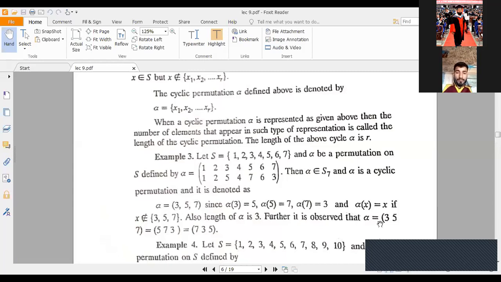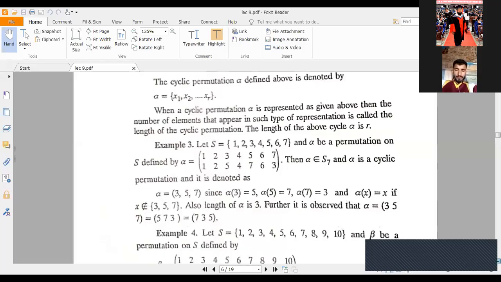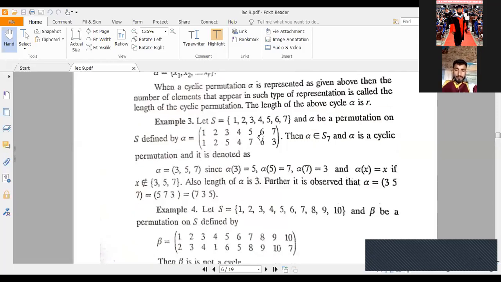First observe that alpha is (3 5 7), or you can simply write (5 7 3) or (7 3 5), no problem, because this is a set. Now some elements are fixed, because we are saying that alpha belongs to S7. It means there are 7 elements. In the first row, we must write 1, 2, 3, 4, 5, 6, 7. And then we have one cycle, 3 to 5, 5 to 7, and 7 to 3, and the other elements are the same.